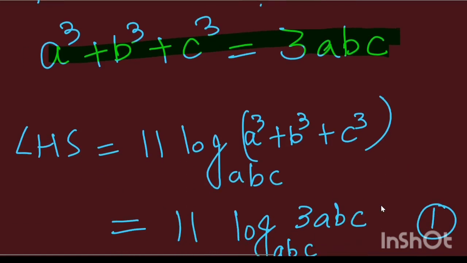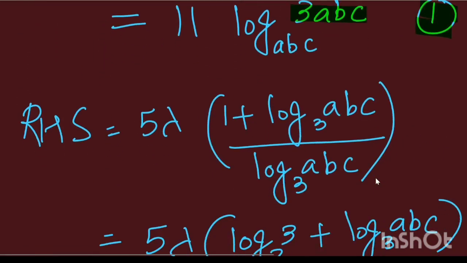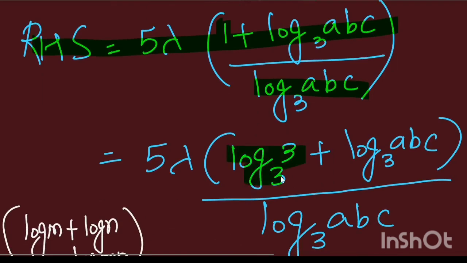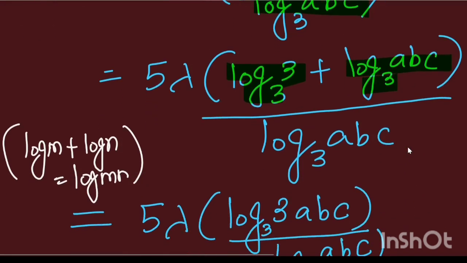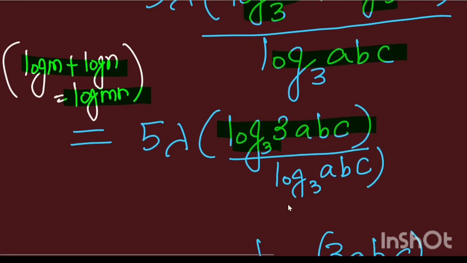So LHS, which is this, a cube plus b cube plus c cube is replaced by thrice abc. Let's say this is the first equation. Similarly, RHS, which is this, we will replace 1 by log 3 base 3, other terms being the same, and log 3 base 3, now adding with log ABC using log m plus log n is log mn, gives us log 3ABC base 3. Denominator log ABC base 3 remains the same, guys.